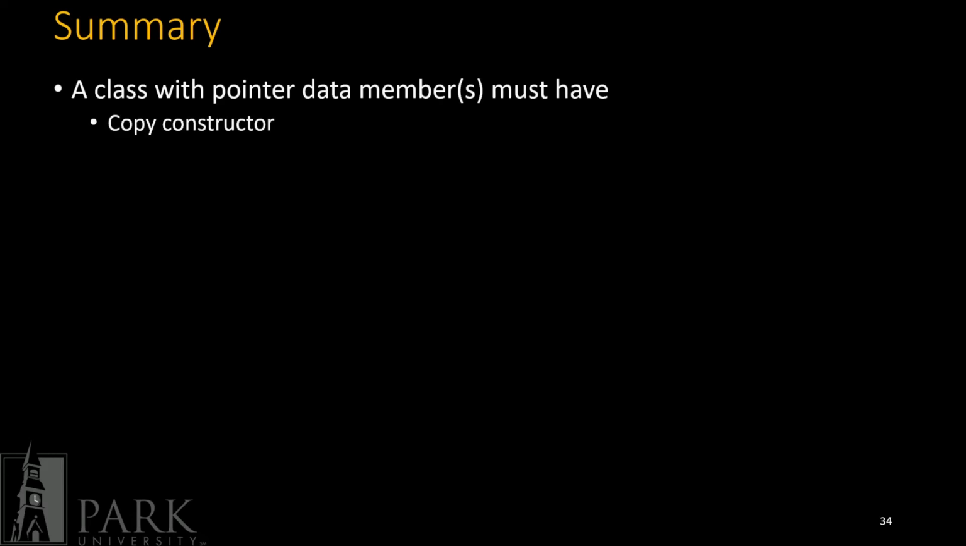In summary, a class with pointer data members must, at a minimum, define its own copy constructor, overload the assignment operator, both of these things we covered in this lesson, and finally include a destructor, which was covered in previous lessons. And that's it. So if you have a class that has dynamic data, make sure that you include these things. That's it. Till the next video.